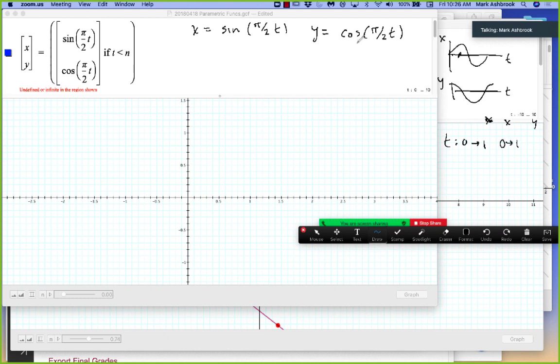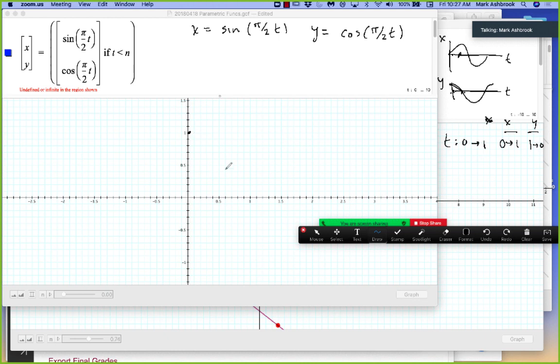And y will go from? 1 to 0, right? So cosine, as we go from 0 to pi over 2, that's t going from 0 to 1, cosine will go from 1 to 0. So we start at (0, 1). And then as t varies, x is going to increase to 1, and y is going to decrease to 0.